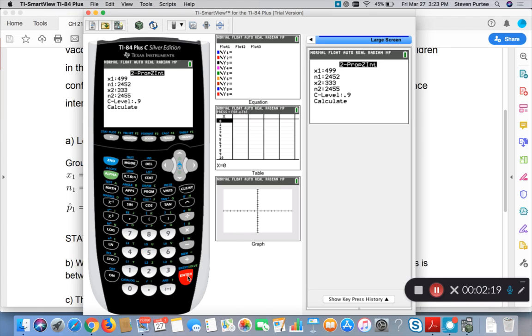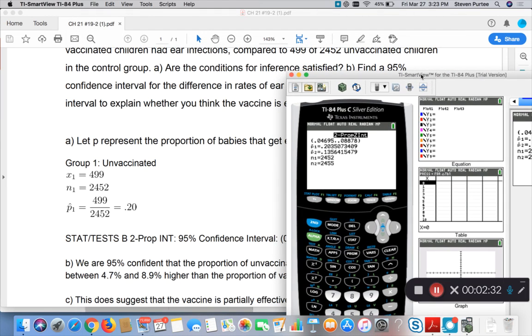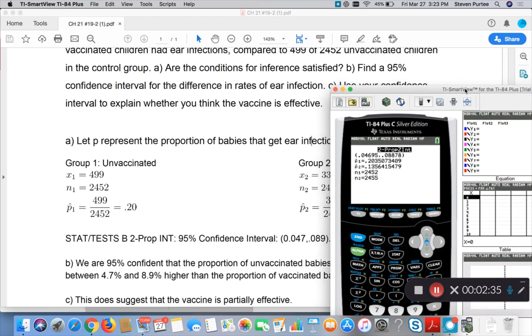And we hit enter. We're doing a 95% confidence interval. Hit calculate, and we're done. There are our numbers. So about 4.7% and 8.9%.